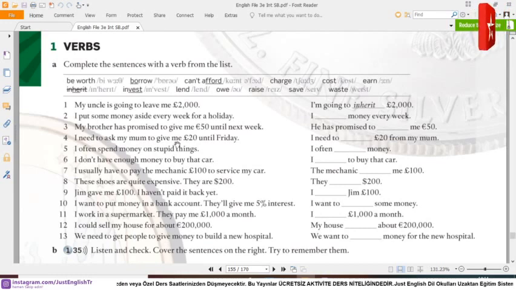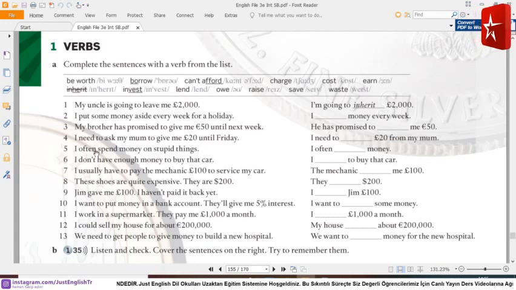Yeah, I need to ask my mom to give me 20 pounds until Friday. It means I need to borrow. Yes, I need to borrow 20 pounds from my mom. That's the correct answer. Ismail, Ferrat, Hanife, and Sibel, Lara, yeah, they are correct. Thank you. Thanks so much.